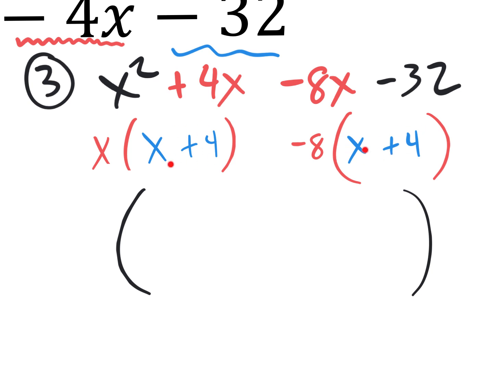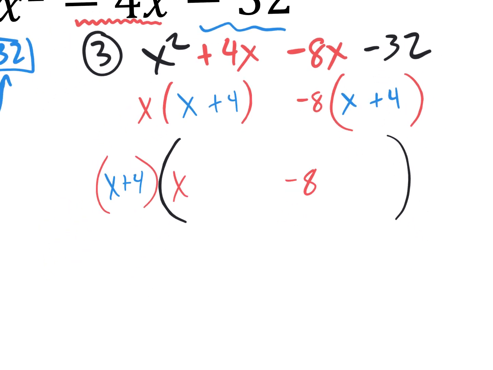the red parentheses, the blue binomial x plus 4, we could pull that out. And you keep them in parentheses, x plus 4. You pull them out. So what's left? X minus 8. So you have x, you have minus 8. So with the correct size parentheses, your final factored form answer is x plus 4 times x minus 8.